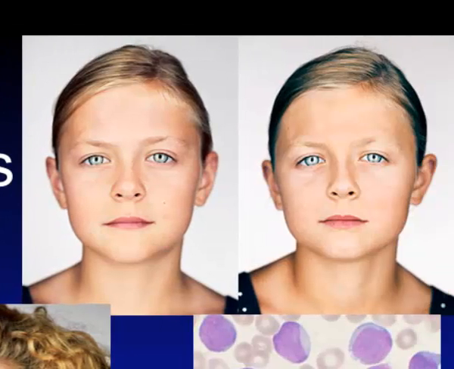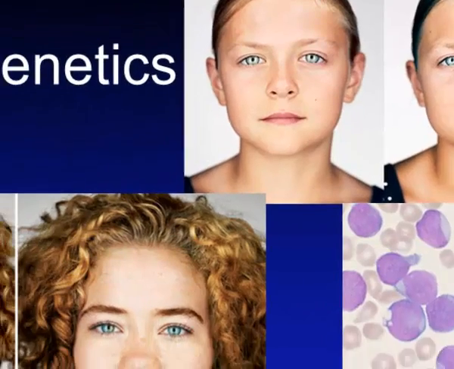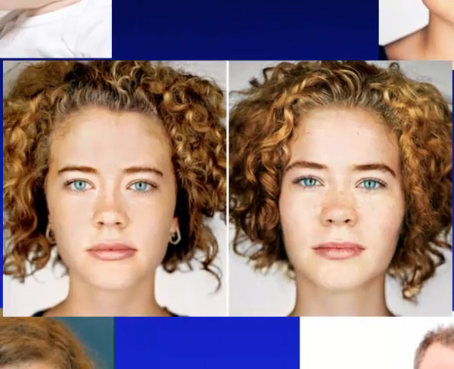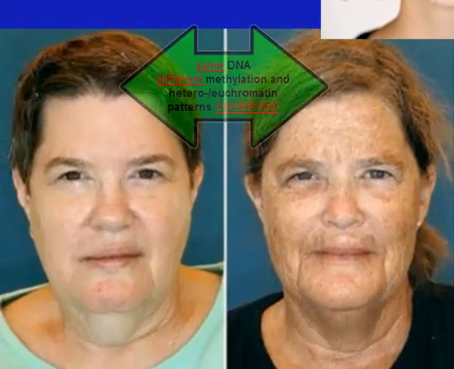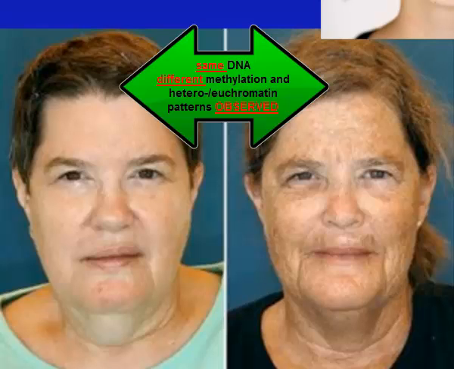You can see the younger kids tend to look much more similar. The woman in the middle, you can see a little difference between her and her identical twin. And then the older you get, the more epigenetic modifications that are occurring. They have the same genes, they have the same Mendelian inheritance, but they have a markedly different phenotype, right?